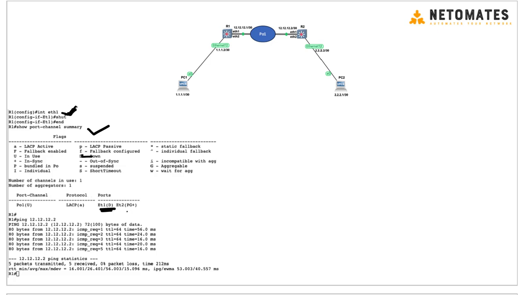So now the only working interface in this port channel is Ethernet 2. So now if you try to ping, it will automatically go through Ethernet 2. Okay, so this is the physical redundancy we are creating using the port channel concept.